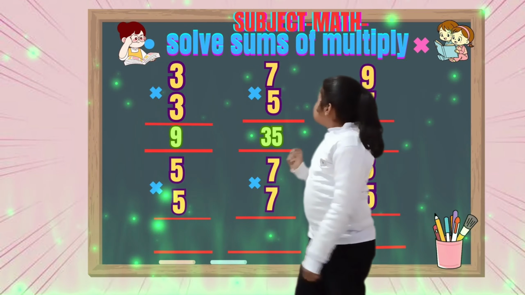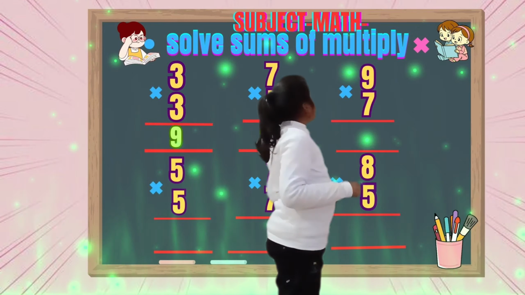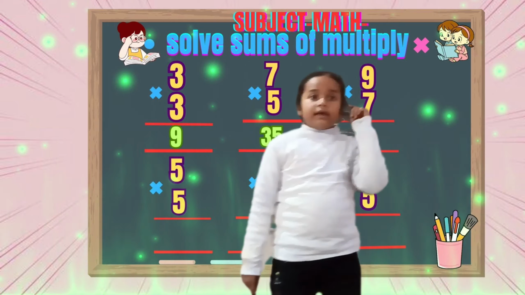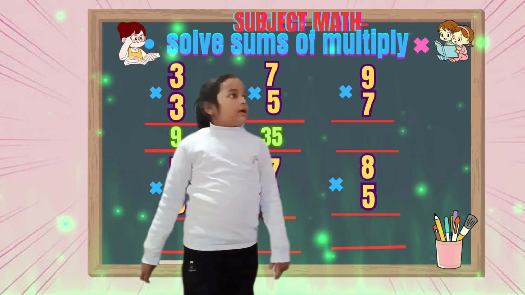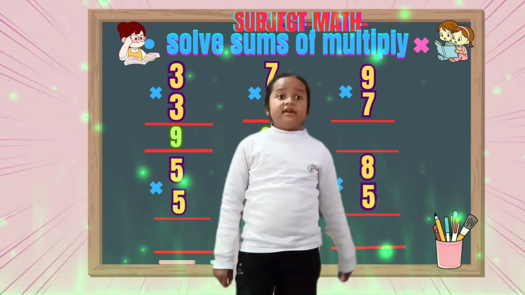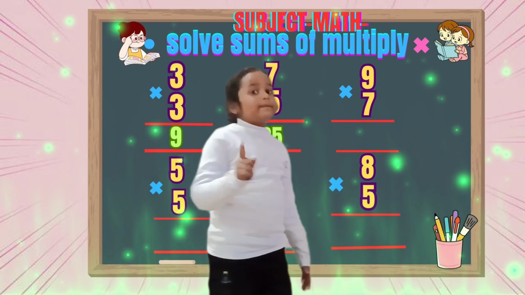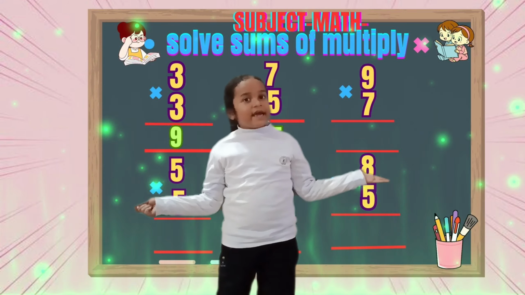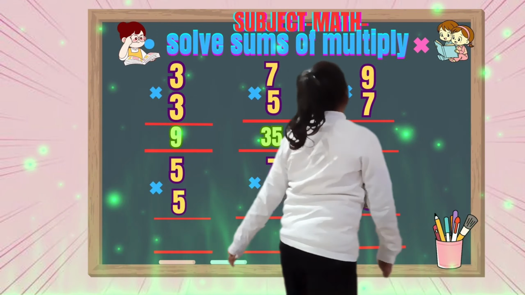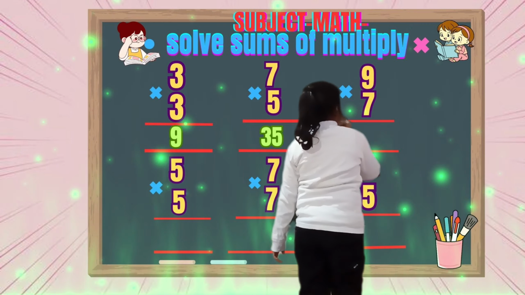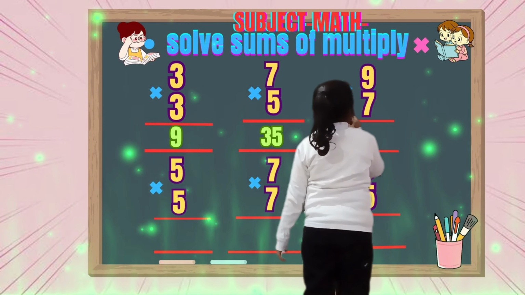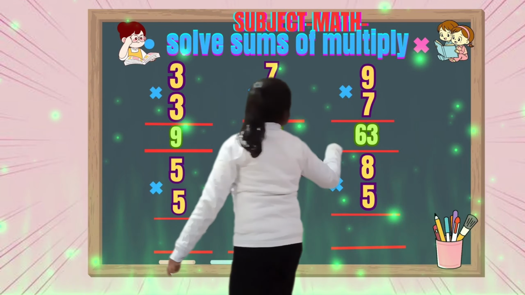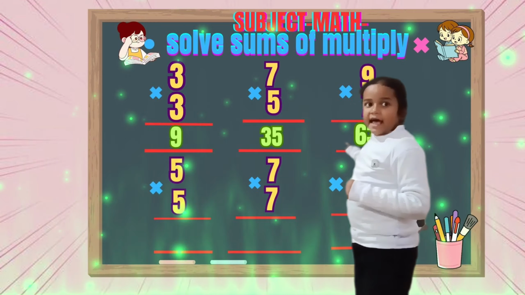Then, kids, 7 9 ja. Guess. Yes, it is a right answer, my smart kids. 63. Okay, kids. Okay, and write 63. This is done.